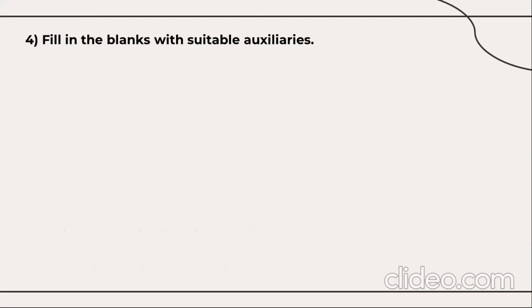Now, question number 4. You need to fill in the blanks by using suitable auxiliaries. So, which are the auxiliaries? There are 24 auxiliaries in English: is, am, are, was, were, do, does, did, has, have, had, will, would, shall, should, can, could, may, might, used to, dare, ought. So, these are 24 auxiliaries.